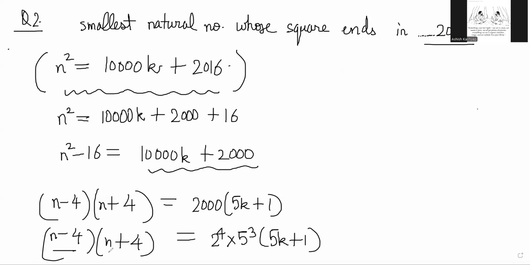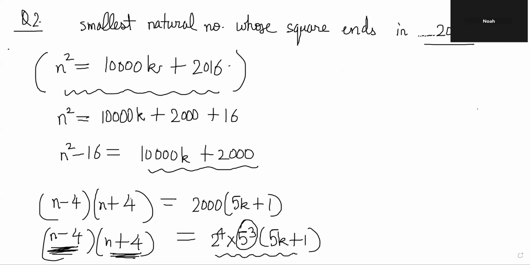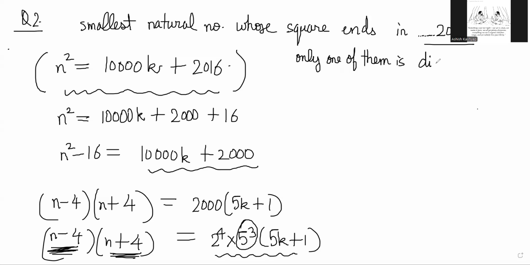Okay, so here there are two numbers. The product of these has to be something like this, right? Let's focus on 5 cube. The right hand side is divisible by 5 cube. Which of these will be divisible by 5? Can both of them be divisible by 5? No. Why not? Because they differ by 8. So if one is 0 mod 5, the other one will be like 3 mod 5. So we are sure that only one of them is divisible by 5, right?